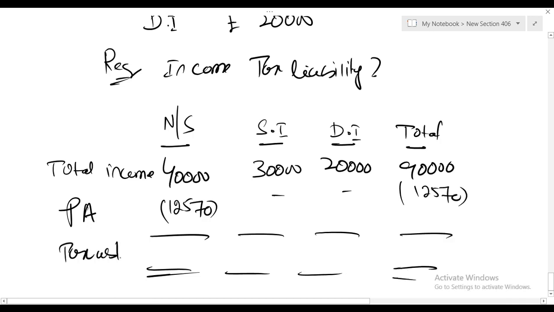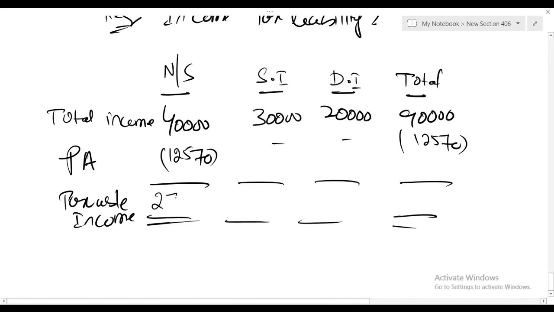Taxable income. 40,000 minus 12,570. It is 27,430. Now listen carefully. Let me change the color of my marker. Since this amount, which I have just made a circle, is more than 5,000, that is why starting rate band concept does not apply now. Simply starting rate band is consumed. So whenever non-saving income after deducting personal allowance is more than 5,000, then starting rate band concept does not come.